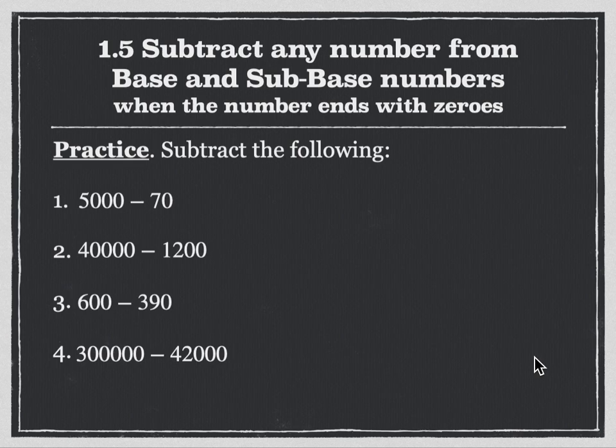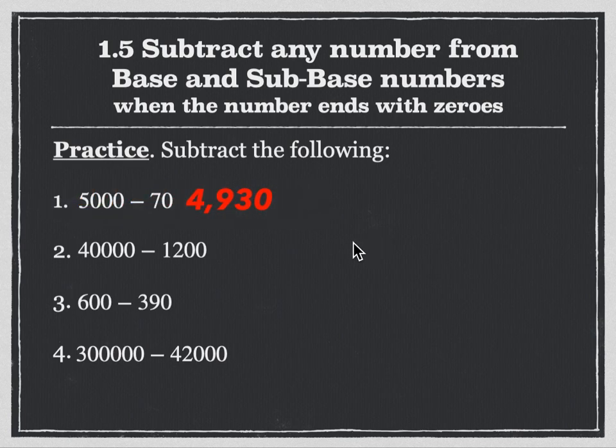Okay, so let's try to answer. Subtract the following. Number 1, 5,000 minus 70. This is a sub-base number, so automatically we're going to minus 1. That's going to become 4. And then we have 70, and we have all zeros here. So we need to imagine a 0 before 7. So that's 0, 7, 0. So 4, what will you add to 0 to make it 9? So 4, 9, and then this is the last number, 3. So 493, and then put a 0 at the end.